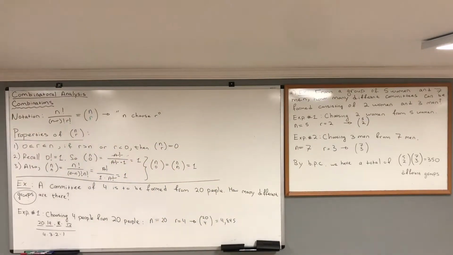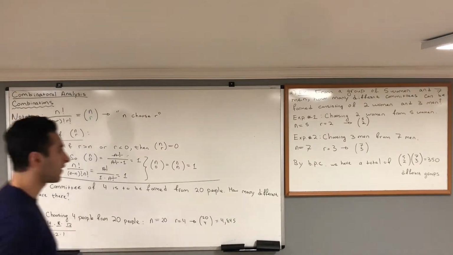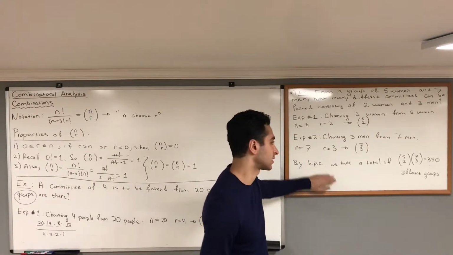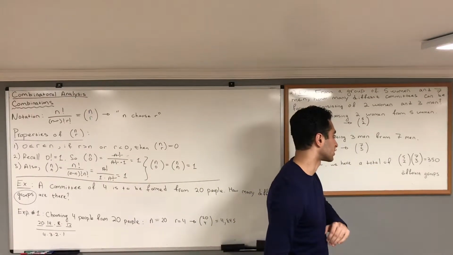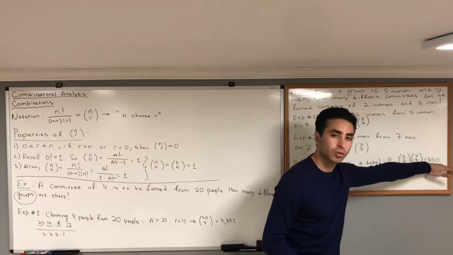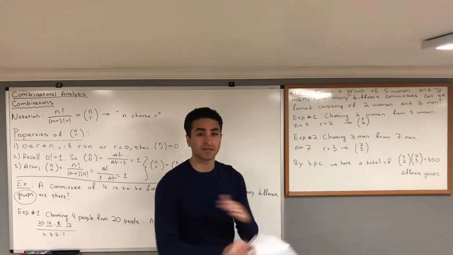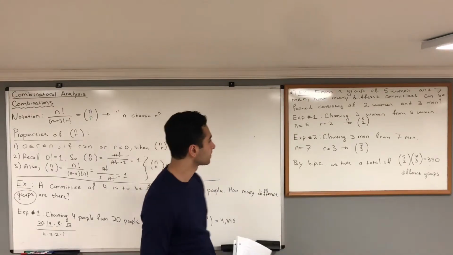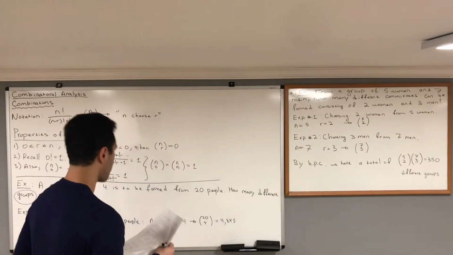So notice how these problems boil down to this. You always have to find the number of experiments. You always have to find your n and your r, and then you have to find the number of outcomes for each experiment, and then end with the basic principle of counting, and multiply the number of outcomes together. And you should get the total number of outcomes. Even when you're dealing with combinations or permutations, it ends the same way. And that's it, 350.